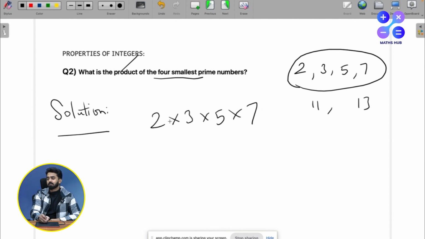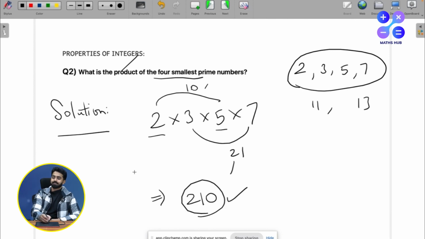So what's the easiest way to get this product? You just need to multiply 5 into 2, so you get 10. And multiply 3 by 7 and you get 21. So the easiest way is 21 times 10. So that's going to be 210. Correct? Then that is your answer. Let's go to the next question.